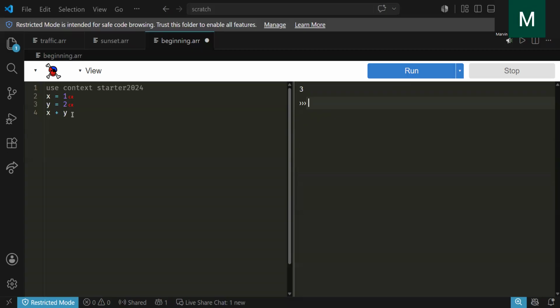Can we try something? Can we move x plus y to above x equals 1? Let's take x plus y, cut it and move it above x equals 1. It should work the same. Oh, yeah, it's the same thing, right? Okay. Can we move x plus y, line 4, above x equals 1? Just move that one line up.